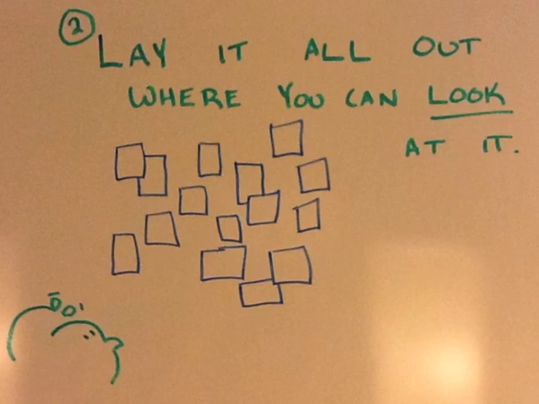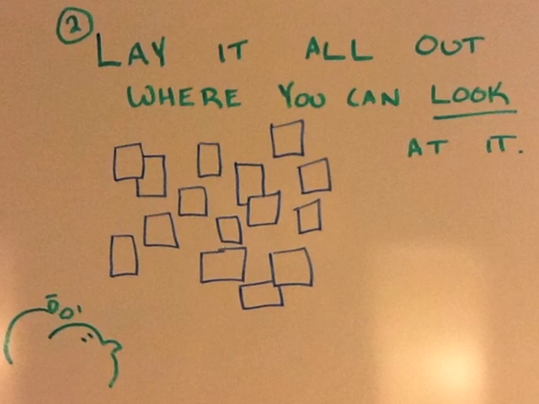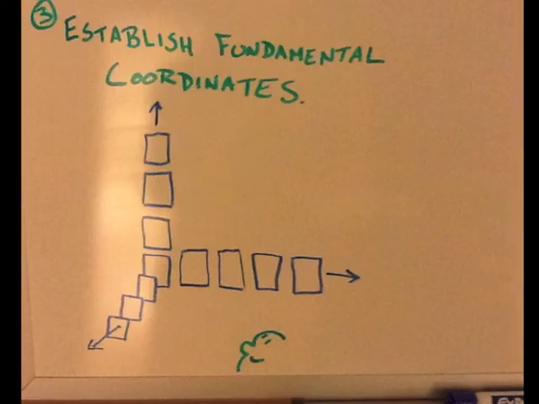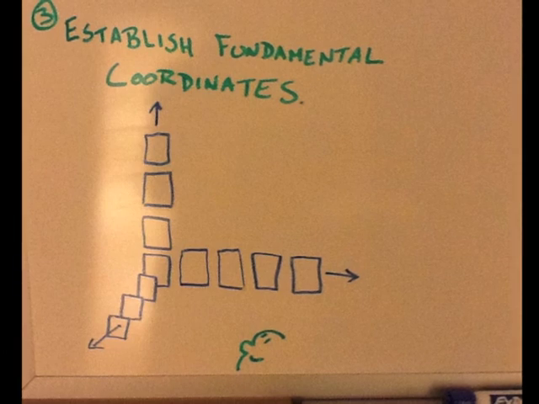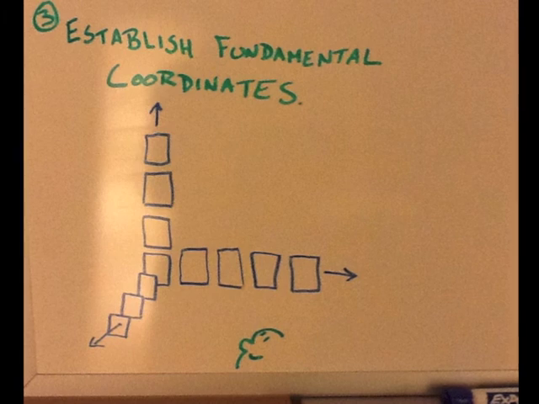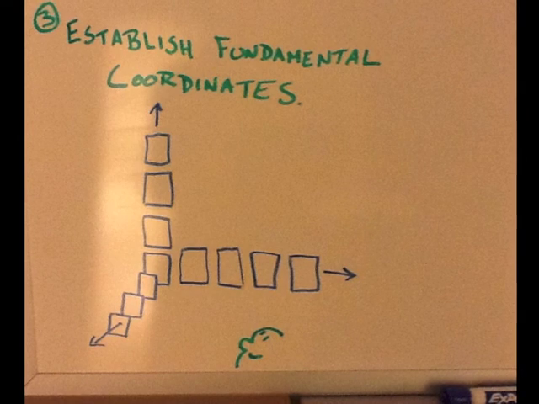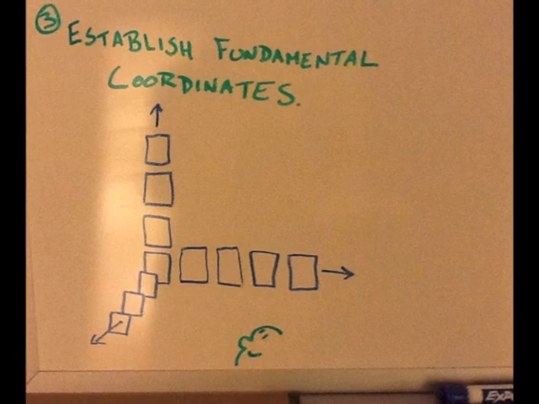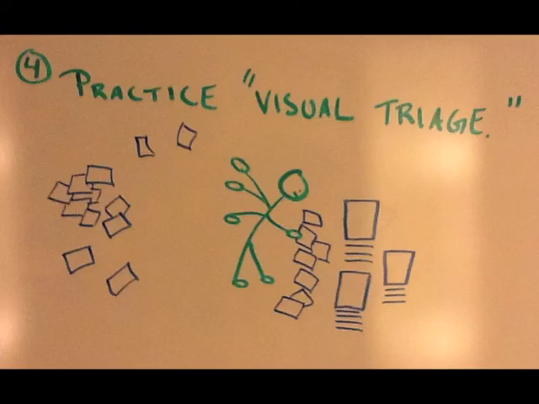Secondly, have a place where you can lay everything out, a table or a desktop, to really look at it all side by side. Third, define some sort of basic coordinate system or set of parameters to give you a clear orientation and position based on the goal you're trying to accomplish. Lastly, find ways to ruthlessly cut everything out that you don't need. You need to be able to practice visual triage.